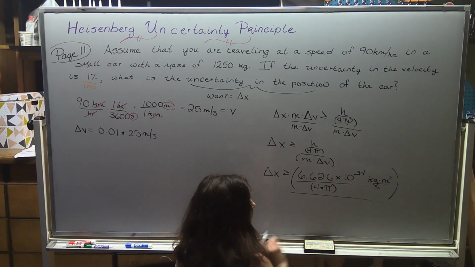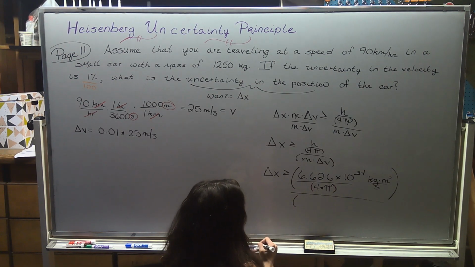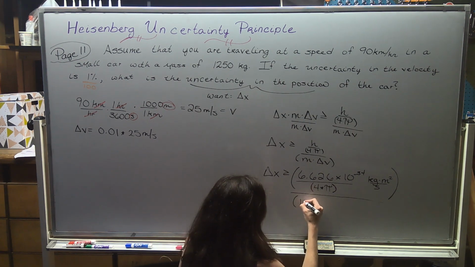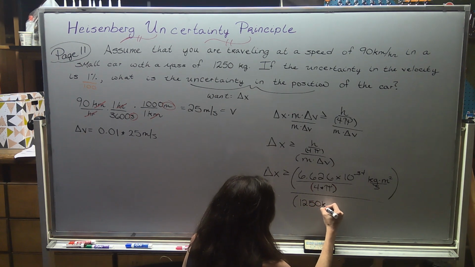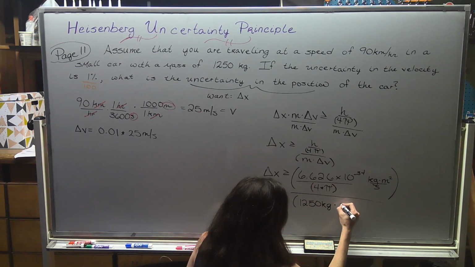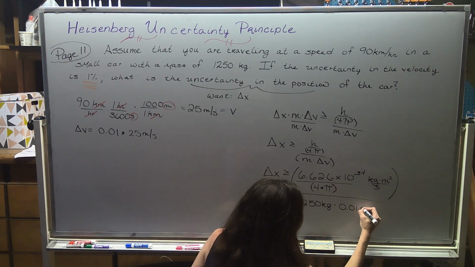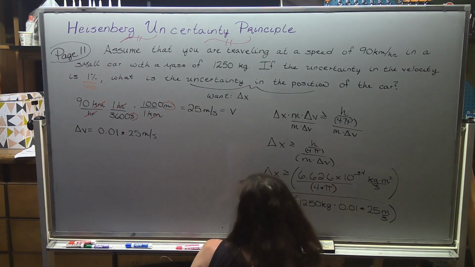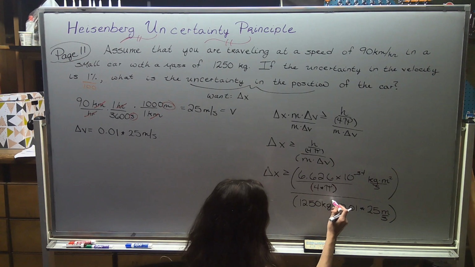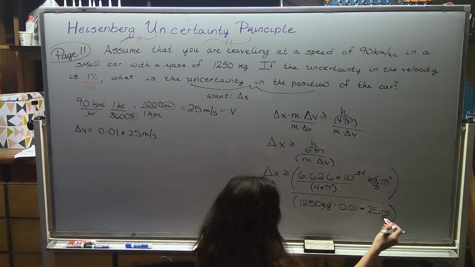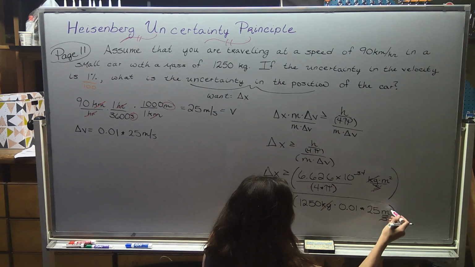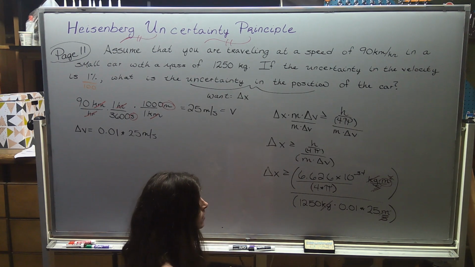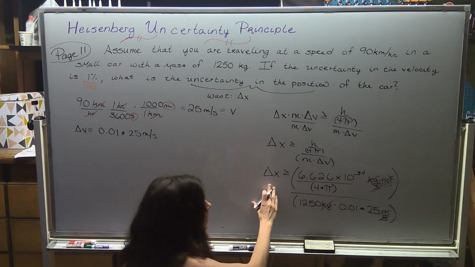Hit enter, which will give you the big set of parentheses here, and then you're going to divide by, use another set of parentheses. Our mass was 1,250 kilograms, and then our uncertainty was 0.01, and I want to multiply that by my velocity, so my 25 meters per second. What's canceling? Kilograms cancels kilograms, seconds with seconds, and one of the meters is going to go away, just leaving us with meters. And that's perfect for an uncertainty in position.